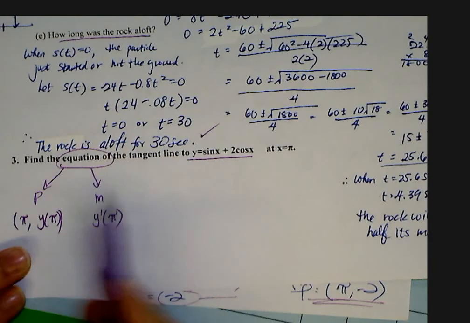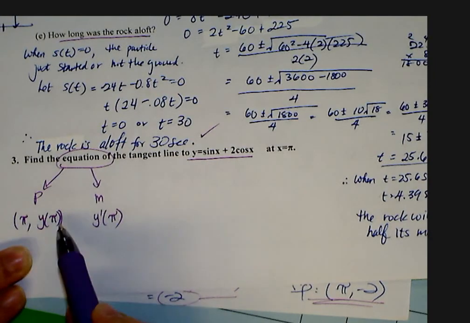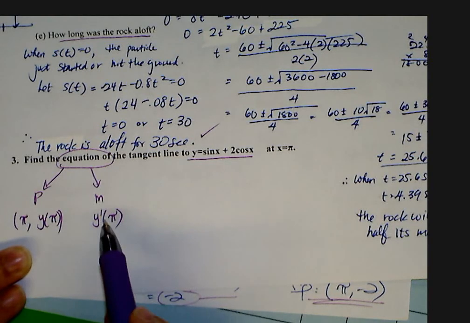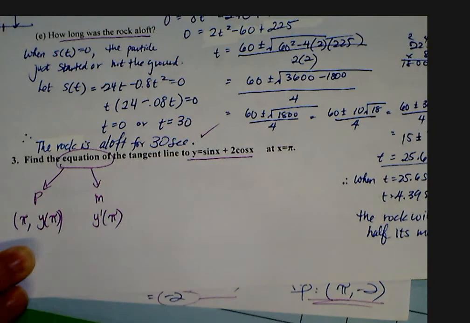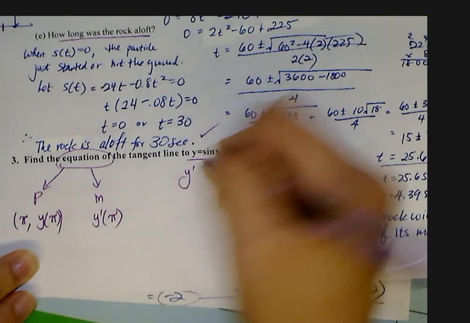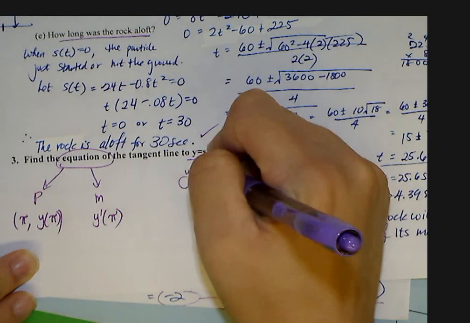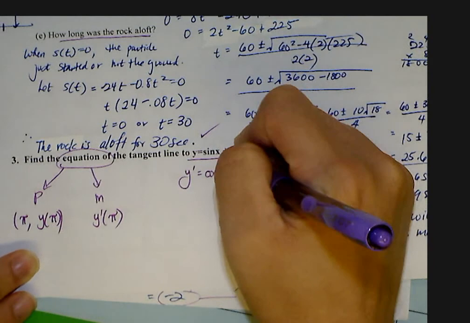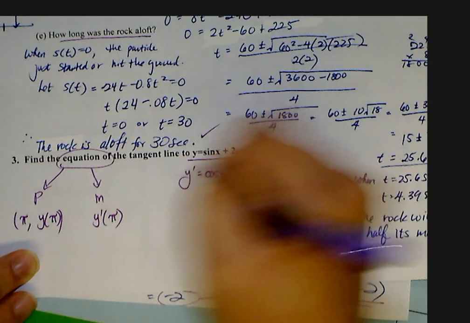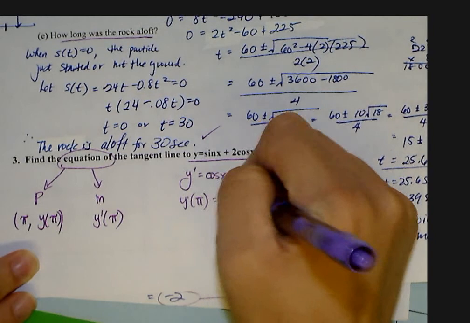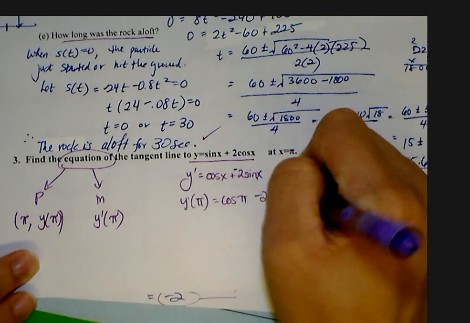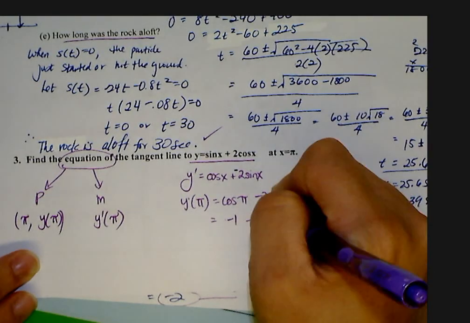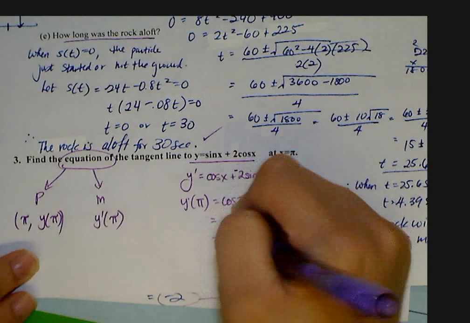The point is, the x value is pi. The y value is what the output is when you input pi. The slope is going to be the derivative of y at pi, right? So the derivative of sine is cosine. The derivative of cosine is negative sine. So y prime at pi is cosine of pi minus 2 sine of pi. Cosine of pi is negative 1, sine of pi is 0, so the slope is negative 1.